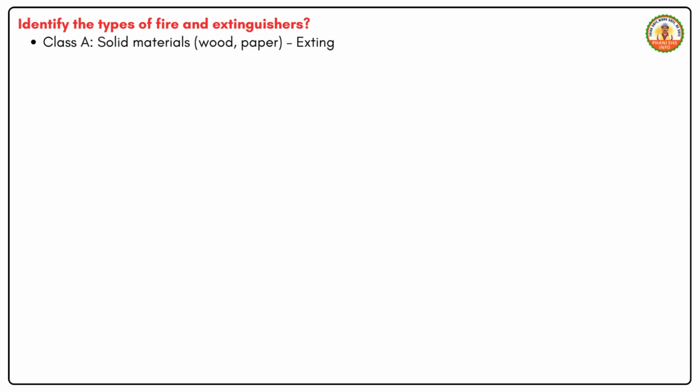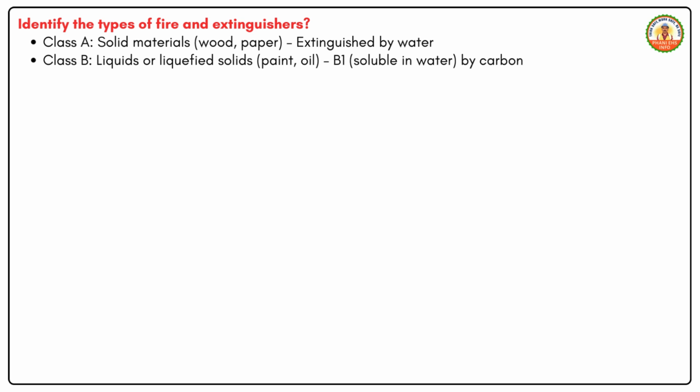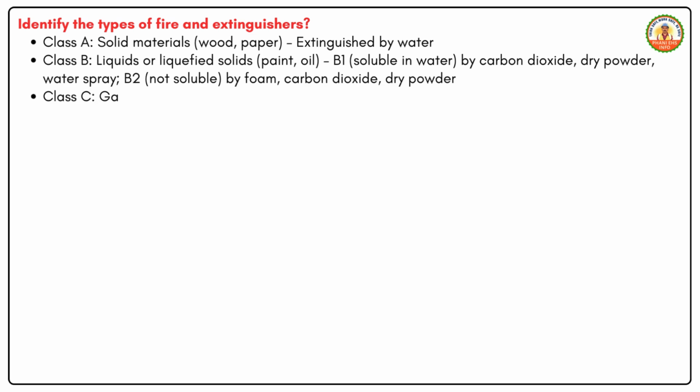Identify the types of fire and extinguishers. Class A, solid materials such as wood and paper, extinguished by water. Class B, liquids or liquefied solids, such as paint and oil. B1, soluble in water, extinguished by carbon dioxide, dry powder, or water spray. B2, not soluble, extinguished by foam, carbon dioxide, or dry powder.